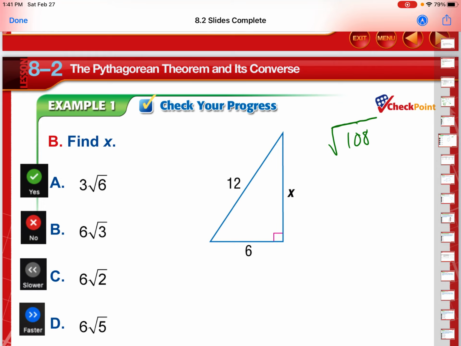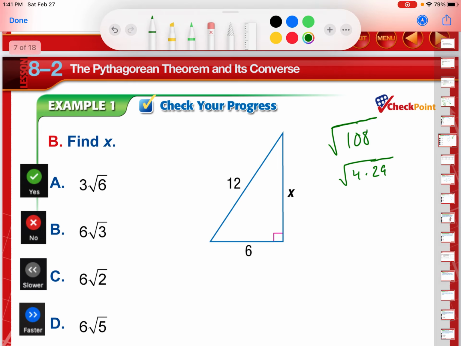Now, what they have decided to do is factor, which I'm not a big fan of. Don't like when they do that to me. So what I'm going to do is make this square root 4 times, what would that be? 27? Correct? Am I wrong? 108 divided by 4, 27. 4 times 27, 20. Why did I write 29? I'm thinking one step ahead, I guess.